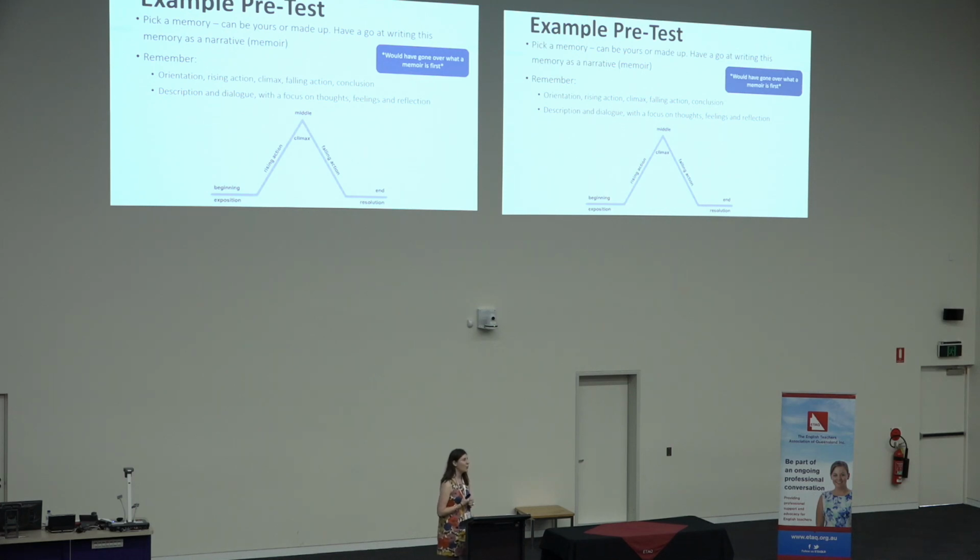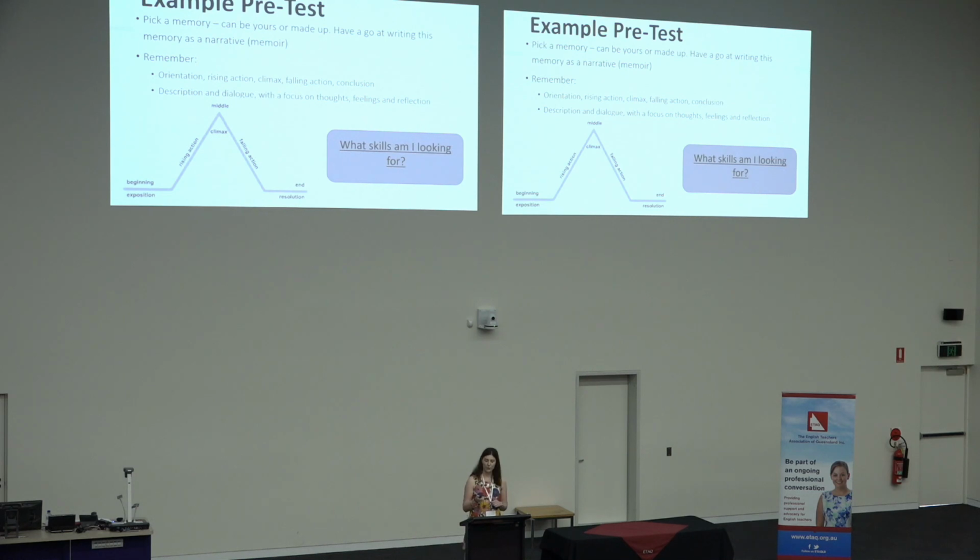So I broke down what a memoir was, and then I told my students that I'd like them to pick a memory. It could be a memory that they're familiar with, it could be made up, I have no idea if it's true or not, and I wanted them to have a go at writing the memoir. Freytag's pyramid is something that they've already seen, and in my summary of what a memoir was, I would have gone over how we need to be focusing on thoughts, feelings, and reflection. So that was something that I would have been looking for.